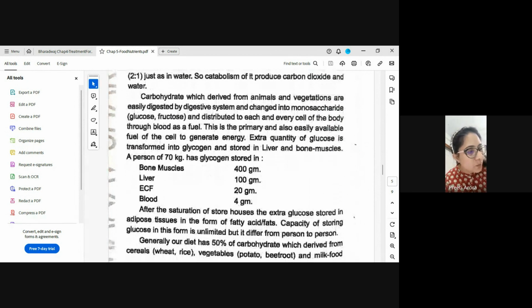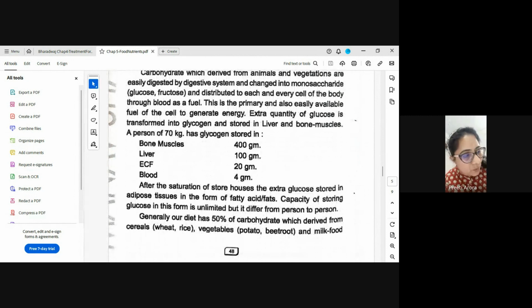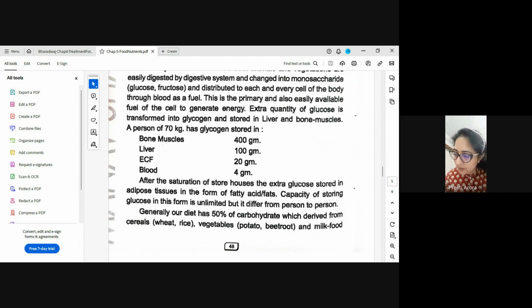Like you have bone muscles, where it is majorly stored, 400 grams. Then you have the liver, where 100 grams is stored. Then ECF, that is your extracellular fluid, which is 20 grams. Then it is also stored in blood, which is only a very small quantity, 4 grams. But nevertheless, it is found there. So glucose not only gives you maximum energy, it is also the food for our nerves. Our nerves also survive on this.